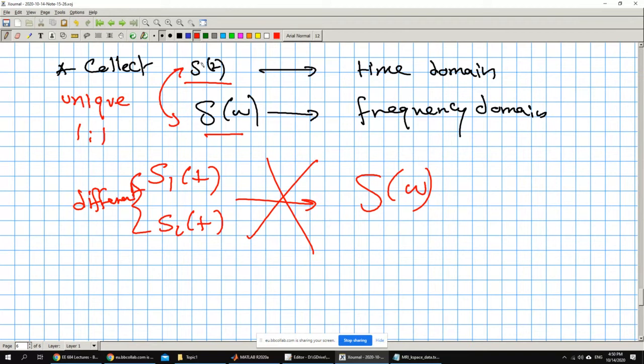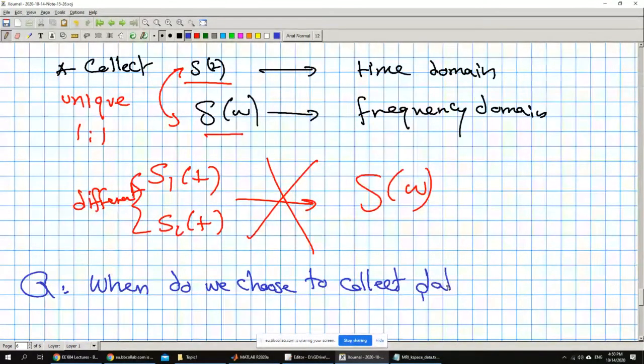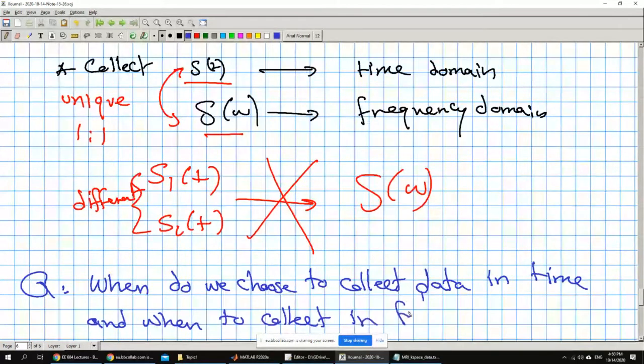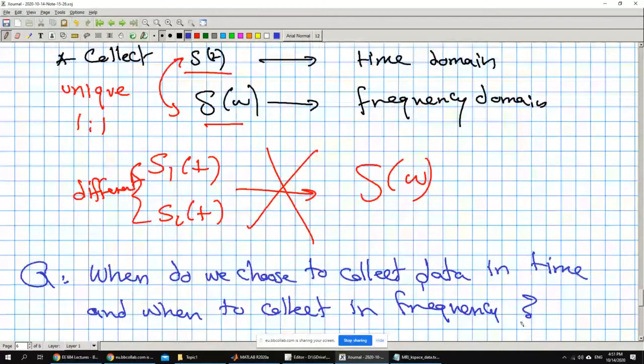Let me write it down. Question: when we choose to collect data in time domain, and when to collect it in frequency domain. Can you answer this question?